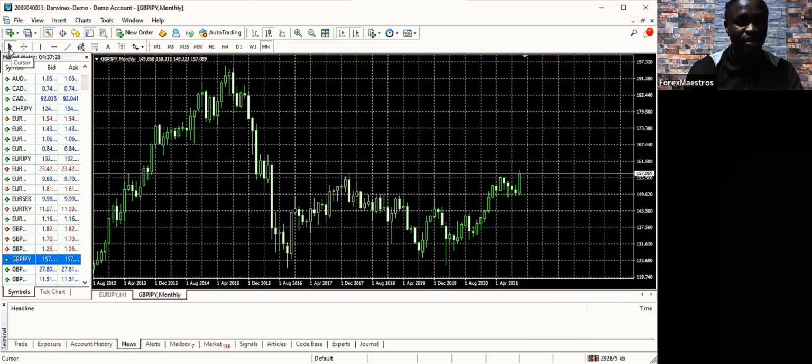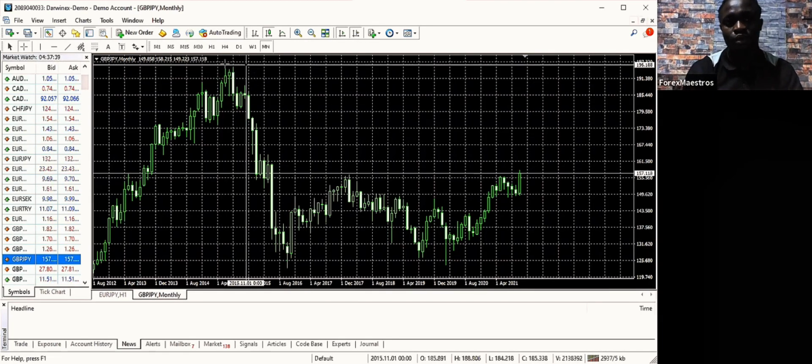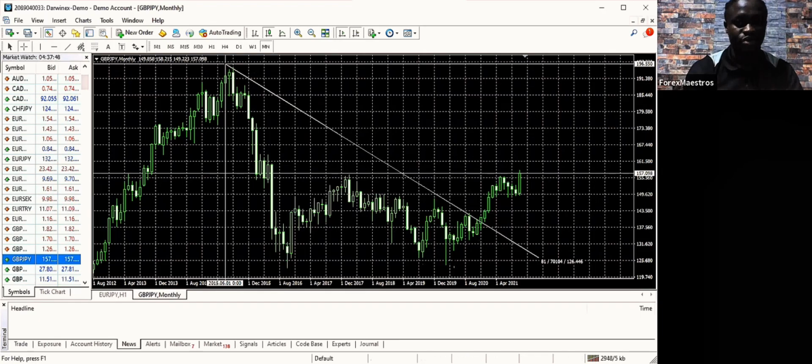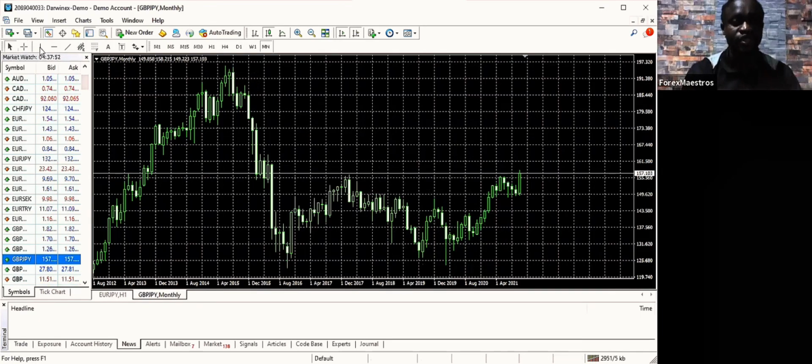And then let me run us through your cursor. Okay, this is the cursor you click, the cursor I've been using. All right. You have your crosshair. Your crosshair, when you click on it and hold it down, you can use it to measure pips, measure price, and all of that. Press it down and drag it. You can use it to measure a candlestick to know the number of pips.